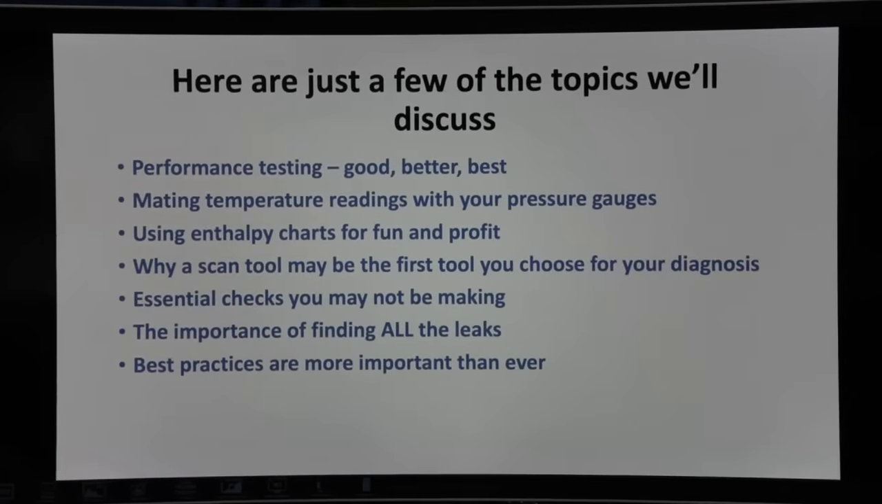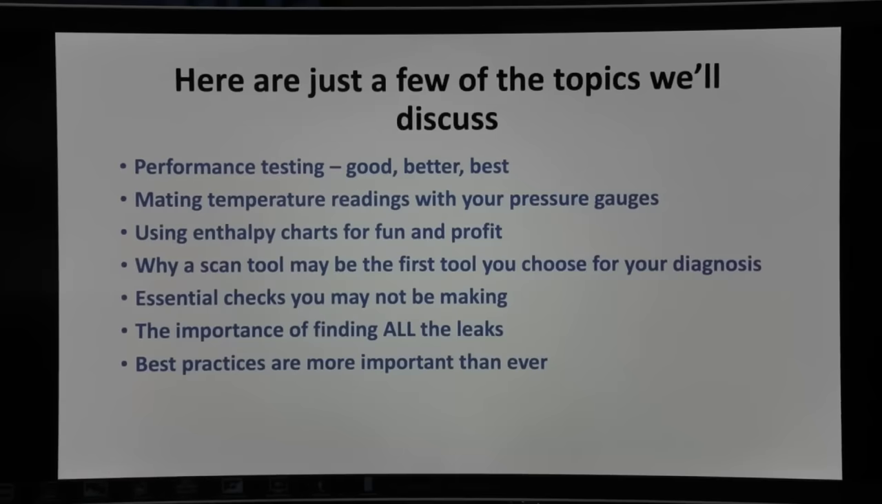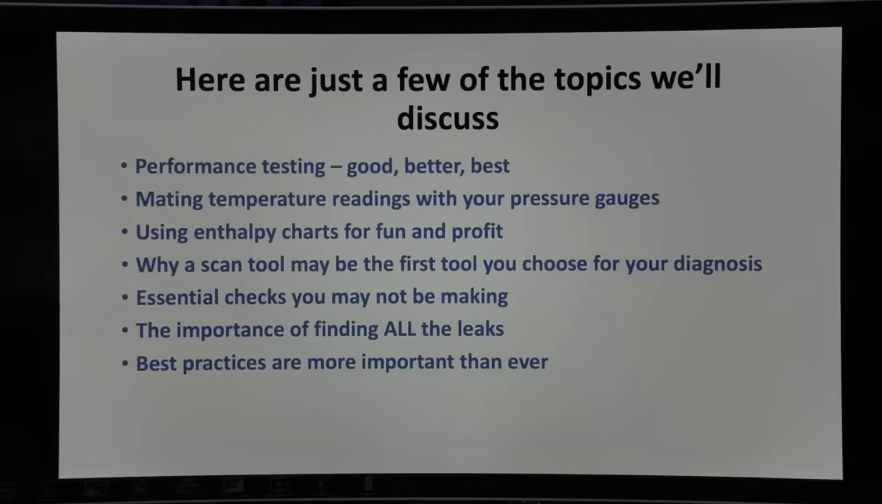Here's just some of the things we're going to try to talk about tonight. Number one, performance testing. We're going to look at the ways that we've been performance testing AC systems over time and see if we can help you decide which one is the one for you, to help you isolate and locate problems with today's modern and complex air conditioning systems. We're going to take a look at mating temperature readings with your pressure gauges. Something called an enthalpy chart we're going to be getting into tonight.